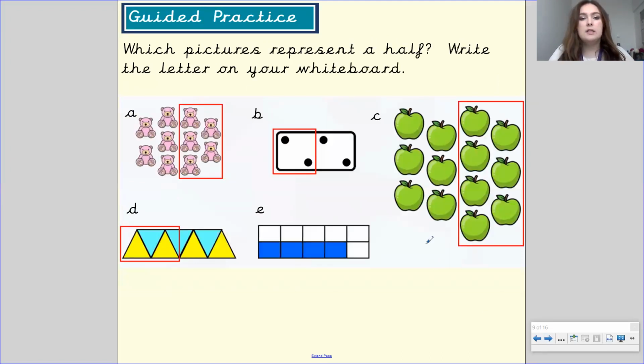Okay, let's have a look at these ones. So which pictures represent a half? Write the letter or letters on your whiteboard. So pause the video now to answer this question and then press play when you're ready for the answers.